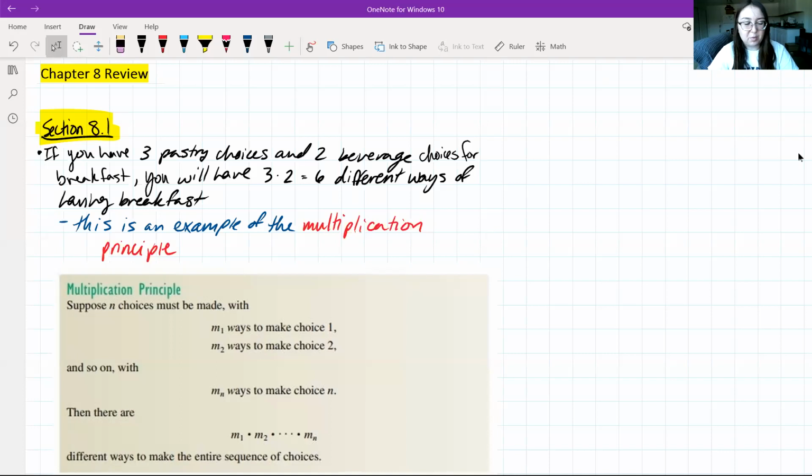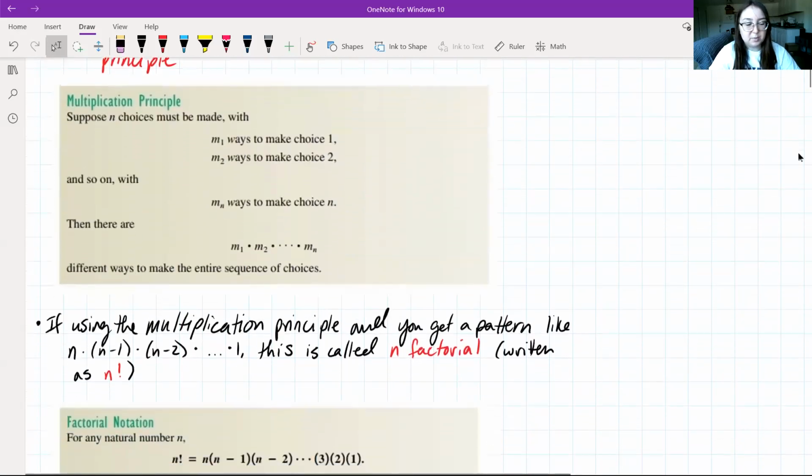So with section 8.1, if you have 3 pastry choices and 2 beverage choices for breakfast, you will have 3 times 2 equals 6 different ways of having breakfast. So this means that if you have 3 options for pastries and 2 options for beverages, then it's going to be 6 different combinations, or 6 different outcomes, of ways that you can have breakfast. This is an example of the multiplication principle. So this is our multiplication principle.